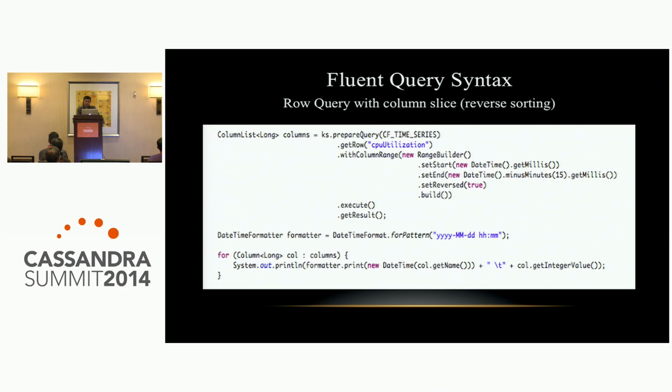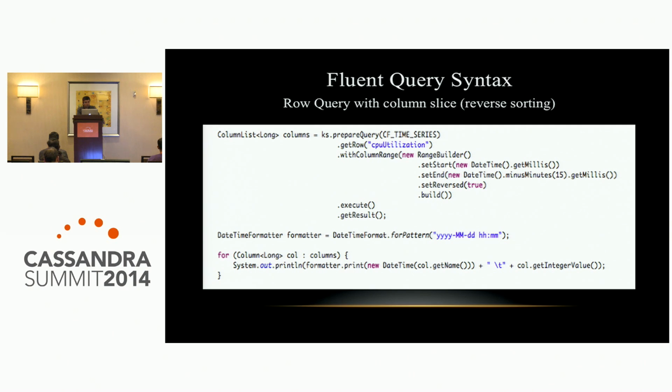This really shows how fluent the syntax is. It's very strongly typed. It's all Java-based. And it still brings you that fluent query syntax, which is pretty cool. So first line, you have KS, which is just a key space object. And you are preparing a query for that column family CF time series. You're asking for a certain row, CPU utilization. And then you start doing a column slice.